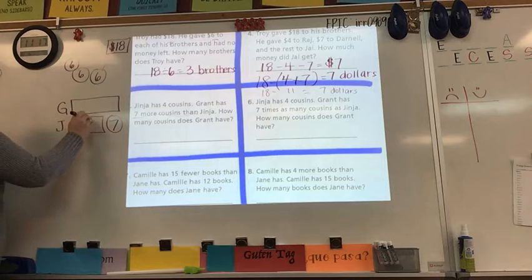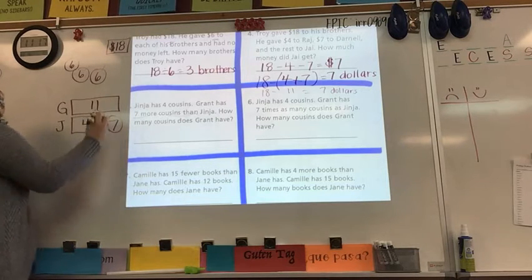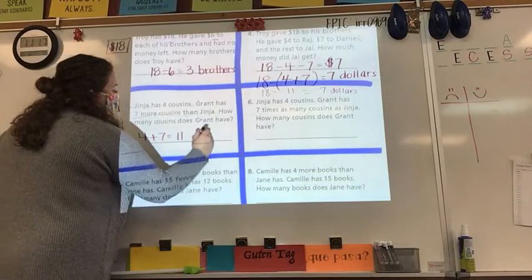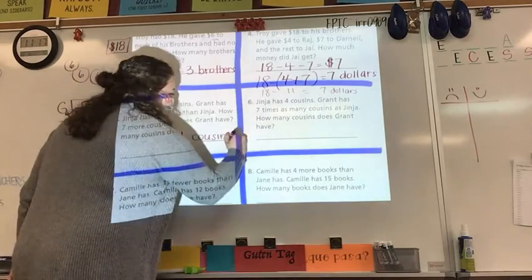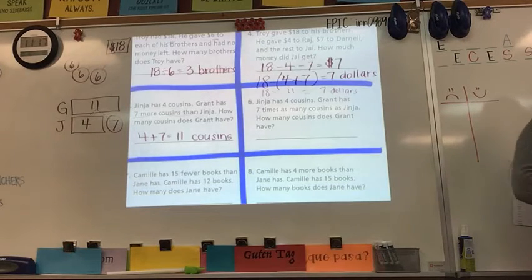Yeah, it works almost like an invisible math mountain. So I can add up 4 plus 7 is 11. So how many cousins does Grant have? 11 cousins. Questions on that one? Not cousins. Sounds like that's plural. Savannah? I did it without the picture.